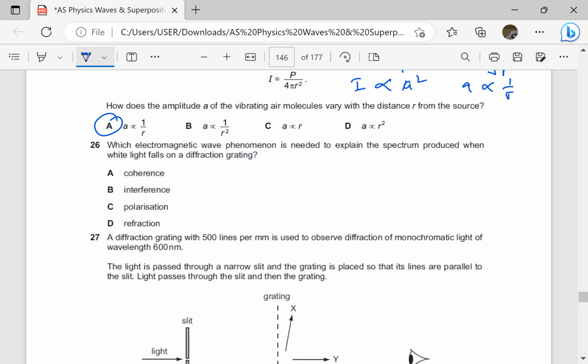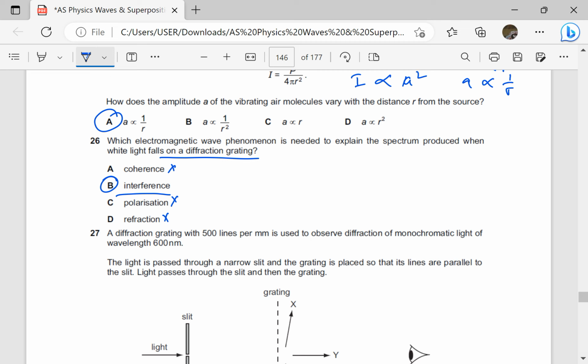Which electromagnetic wave phenomenon is needed to explain the spectrum produced when white light falls on a diffraction grating? Of course, when white light falls on a diffraction grating, the light splits through, forming a bright spot which is white at the center, and interference patterns above and below. So coherence, not at all. The answer is going to be interference. This can't be polarization, it can't be refraction. So it is interference which is forming those interference patterns.